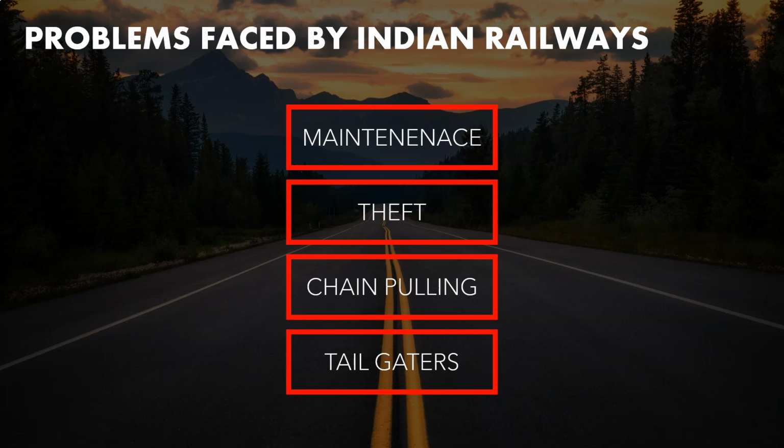We'll look at the problems faced by Indian railways. So theft, people are stealing in the trains, and this is causing customers to increasingly avoid availing rail transport. Chain pulling, people are unnecessarily pulling the chain and causing the train to force stop. This is causing infrastructural damage. And tailgaters, people are not paying for their tickets, and this is affecting revenue. So these are a few problems faced by Indian railways, and they require immediate solutions.